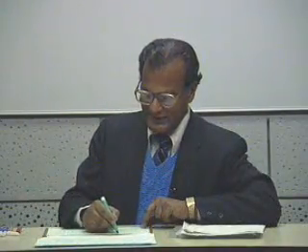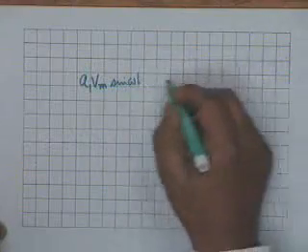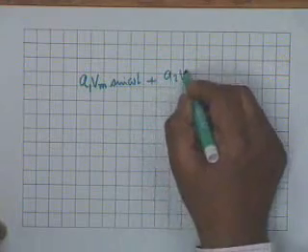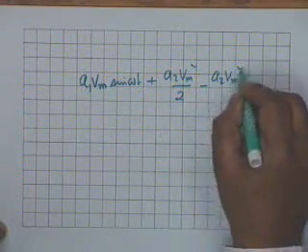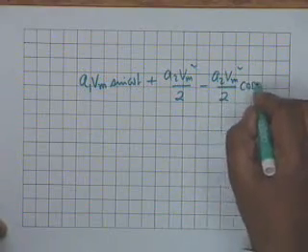Now, let's look at this a little more carefully. A diode with a quadratic characteristic can generate A1 Vm sine omega t plus A2 Vm squared by 2 minus A2 Vm squared by 2 cosine of 2 omega t.